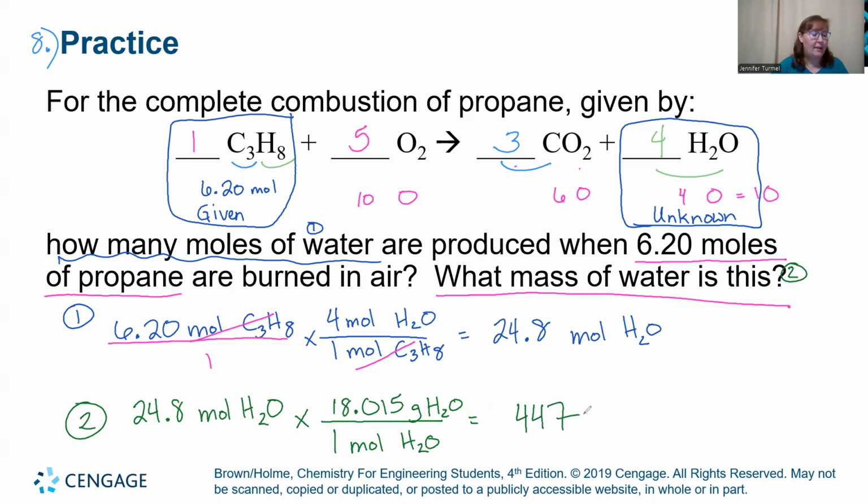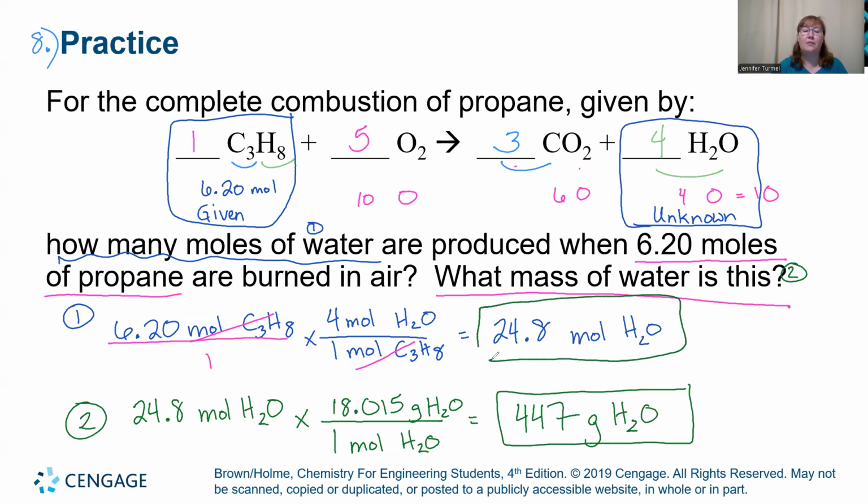Okay, so when I do 24.8 times 18.015, then I get 447 grams of H2O, which is perfect. I need three significant figures, and I have three significant figures. Okay. So that's how we'll do that part.